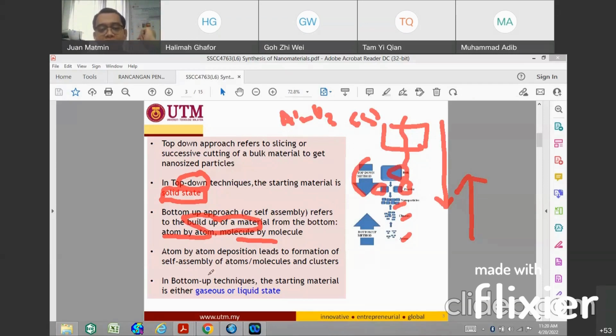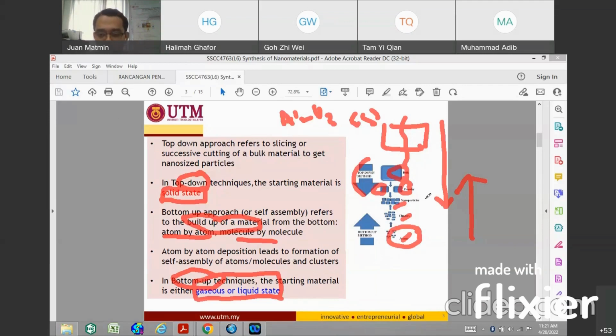But in a bottom up technique, usually you are going to involve a liquid or a gaseous stream. Okay, so this somehow indicate whether you are actually tailoring or fabricating a material based on an atom by atom approach or the by bulk approach. Okay, so sama ada you start dengan yang besar ataupun yang kecil. So that is the idea on how we look at the different approach.